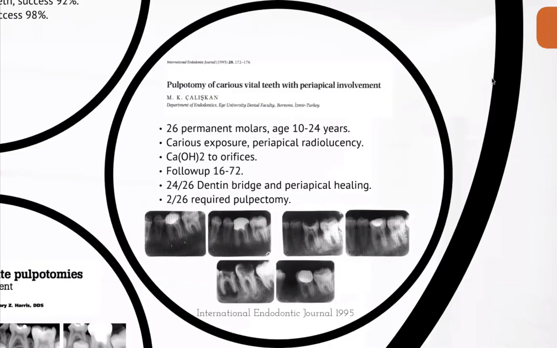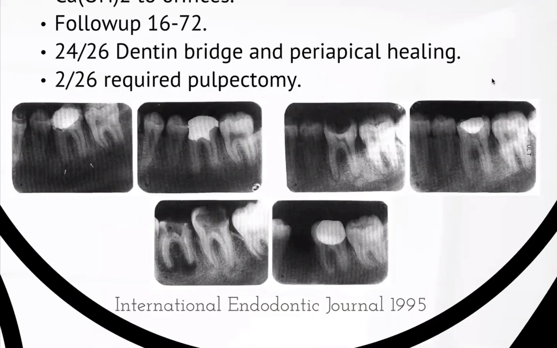Another paper, this is interesting because it was done in 1995, Çalışkan from Turkey. What he did is 26 permanent molars and caries exposure, and the teeth actually had periapical radiolucency, which was interesting. And they just did calcium hydroxide, MTA was not available at that time. And he followed up these cases. He had 24 cases out of 26 had dentine bridge and periapical healing. 2 of them required actually pulpotomy. And you can see on the image on the left, there is the periapical lesion. And then on the right, it's healing.